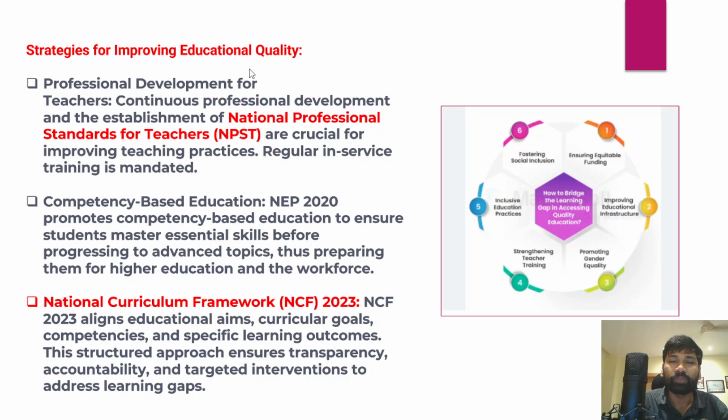So there are certain strategies for improving educational quality. What are the strategies through which we can significantly improve the educational quality in our school system? First and foremost, we need to emphasize professional development for the teachers. It is very important, because when teachers are regularly trained, trained teachers deliver lectures better. Therefore, continuous professional development and, at the same time, establishing national professional standards for teachers are very important for improving teaching practices. We should also emphasize regular in-service training, which is also very important for teachers to improve the educational quality.